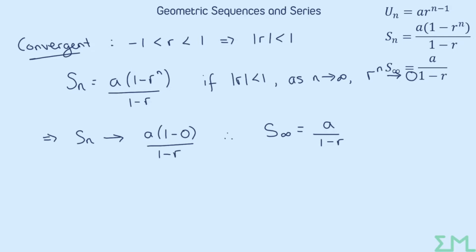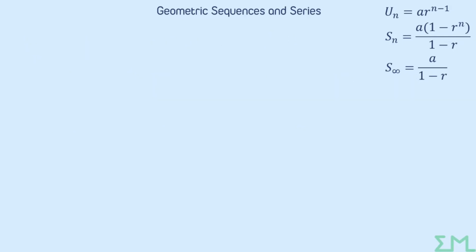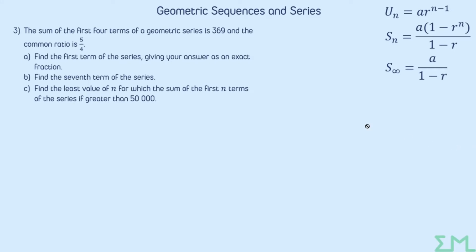Now that we have all the formulae that we would need, let's have a go at a couple of questions. Okay, so what have we got here? The sum of the first 4 terms of a geometric series is 369, and the common ratio is 5 over 4. Find the first term of the series, giving your answer as an exact fraction.